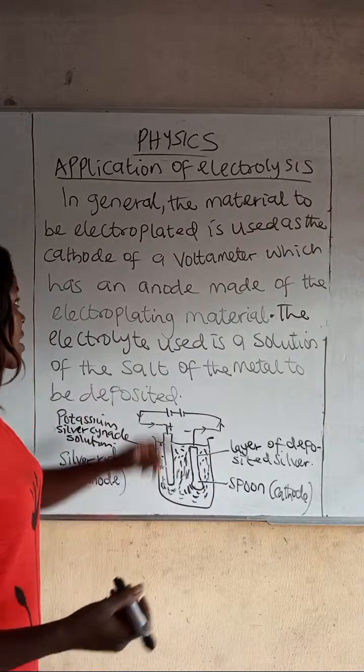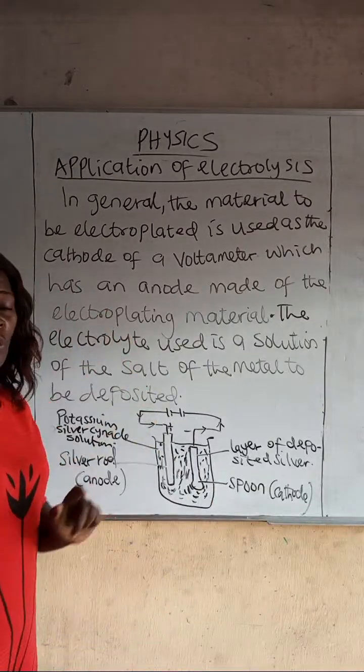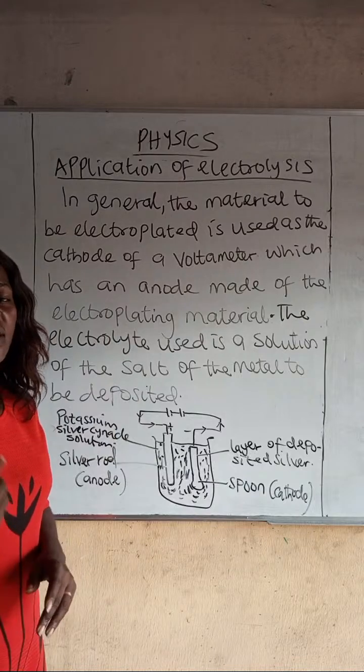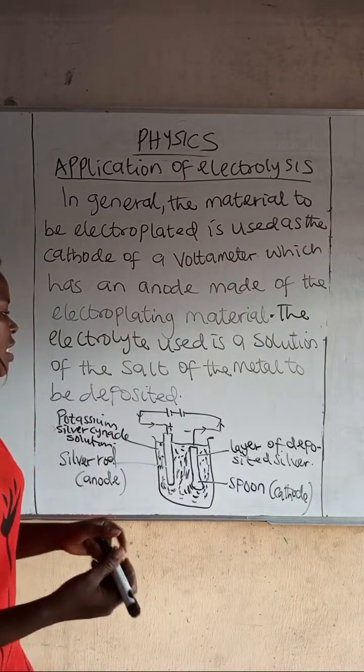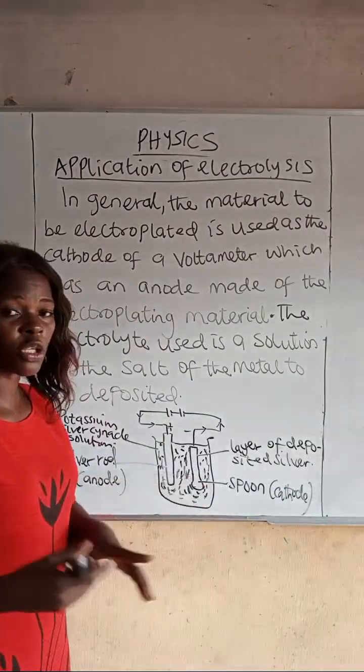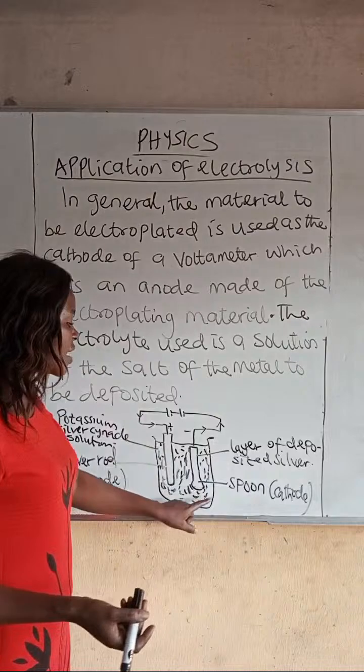So this is a particular JAMB question. They ask this particular question in JAMB. The material to be electroplated is made what? Is it cathode or anode? So it is made the anode. Okay? Is it cathode or anode? Sorry, it is made the cathode.